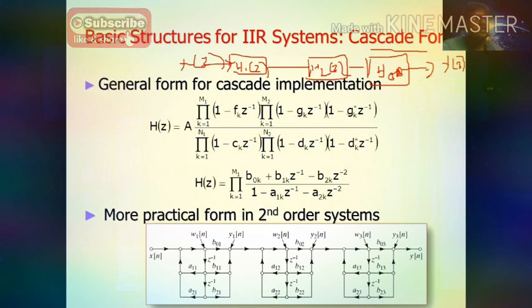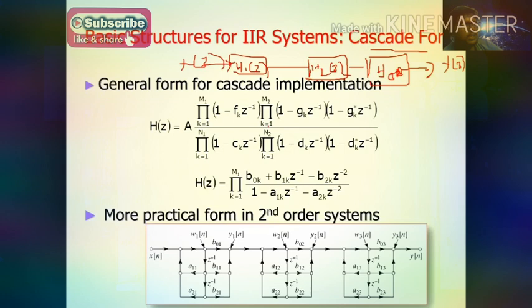Here is the general form of cascade implementation, which you will use to implement your system. H of z equals a times the product, pi, of k equal to 1 to m1. It means the numerator power and denominator power should be equal here, which is why we use the product. So 1 minus fk z inverse.